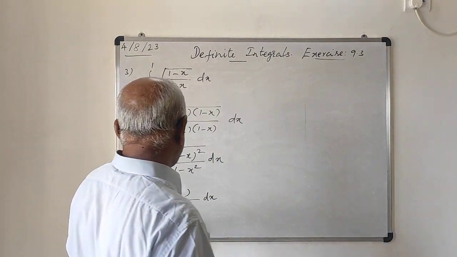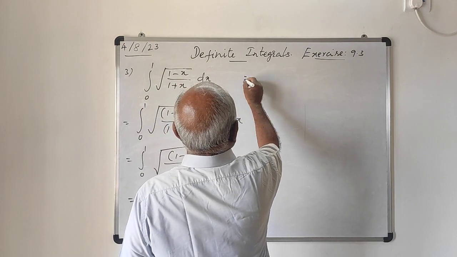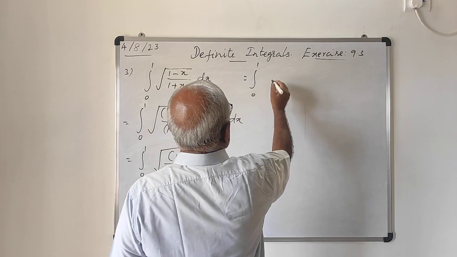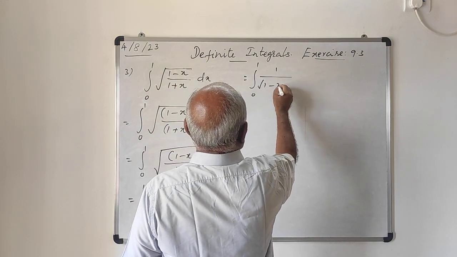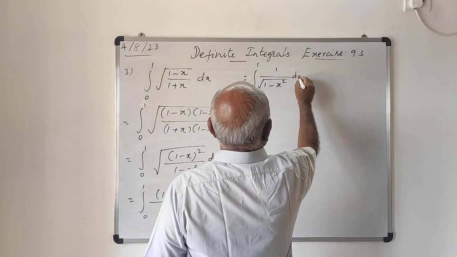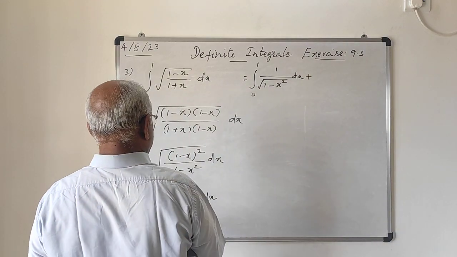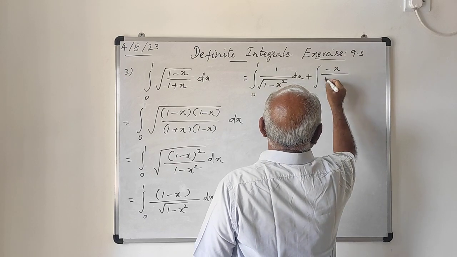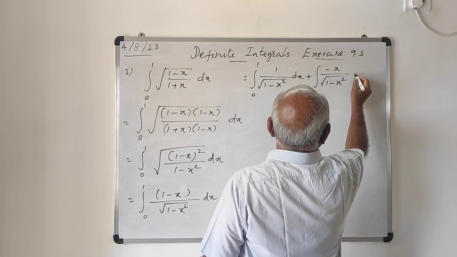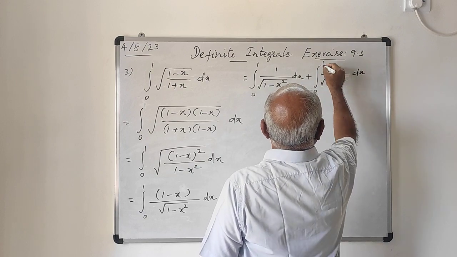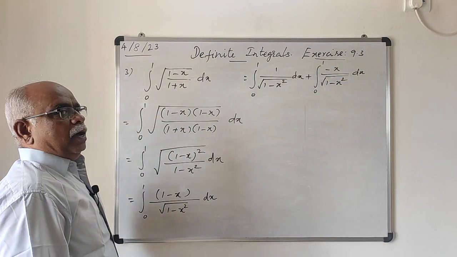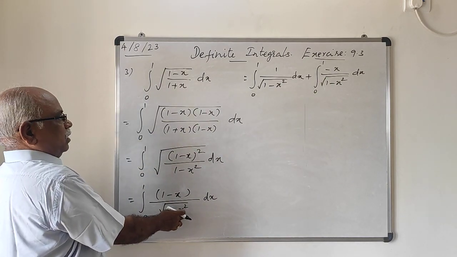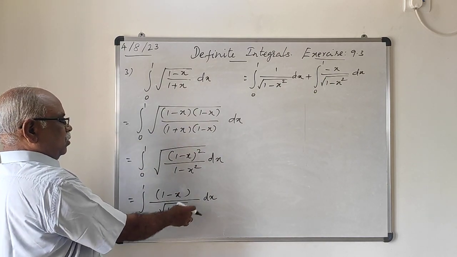Now I am going to split this into two integrals. That is equal to the integral from 0 to 1 of 1 by root of 1 minus x square dx, plus the integral of minus x by root of 1 minus x square dx. It is also with limits 0 to 1. So I split this integral into two integrals.